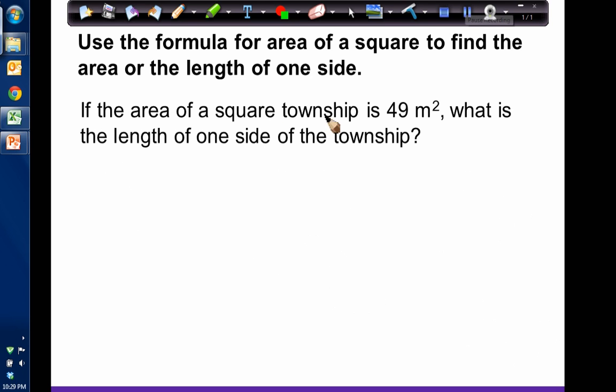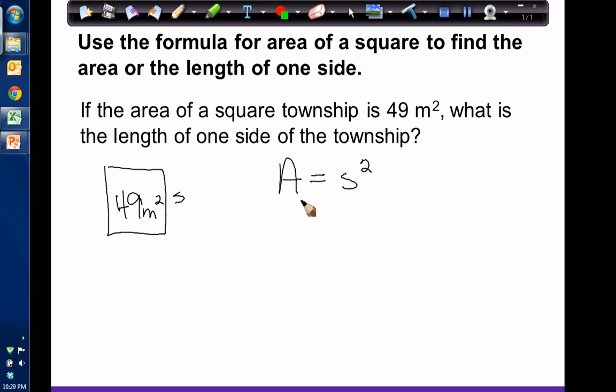Okay, let's use our new formula to answer this question. If the area of a square township is 49 meters squared, what is the length of one side of the township? Okay, so we know that the area is 49 square meters. We want to know what is one side. Our new formula was A equals S squared, the area of a square. We know the area is 49, and 49 is going to be S squared.